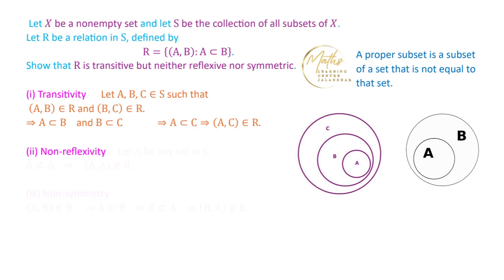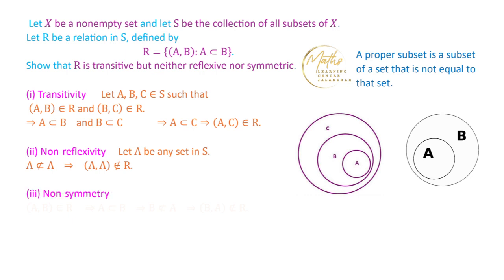So we are saying let A be any set, and we know that A is not a proper subset of A because A is equal to A, and the condition we have over here is that it should be a proper subset. So what we obtain from this is that A is not related to itself. Next we have is non-symmetry.